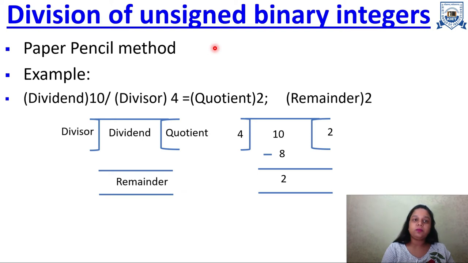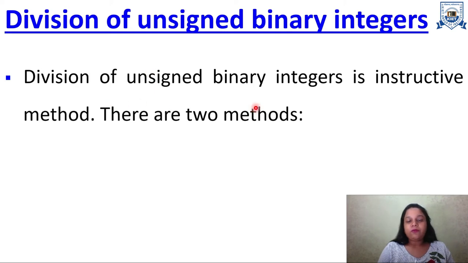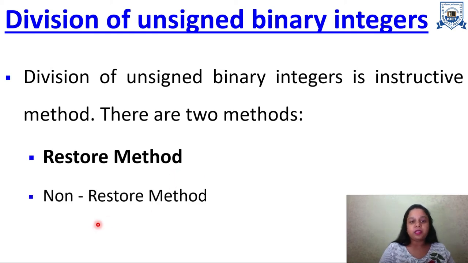Now we need to learn our topic. The division of unsigned binary integers is an instructive method. Instructive method means there are predefined instructions to do this division of unsigned binary integers. There are two methods which we will learn. First is the restoring method and second is the non-restoring method. The restoring method is in bold because we will learn this in this video.